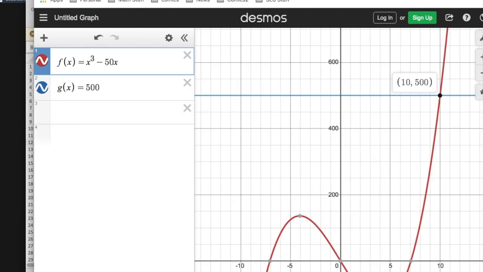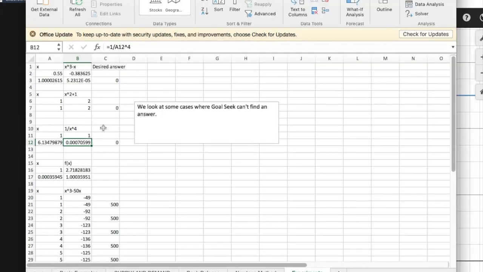Similar to that, I'm going to look at what happens with x cubed minus 50x and look at when is that equal to 500. We see there's a root, but if I'm trying to slide downhill, I could run into problems unless I get close enough that sliding downhill actually takes me to a root. So I'm going to try goal seek on this at various different places to start with.